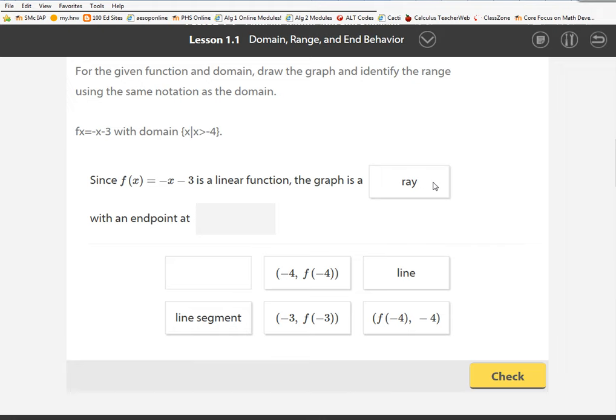An endpoint, they're looking for an ordered pair, right? An x and y value. Well, what's the x value of the endpoint going to be? -4, right? We know that because that's where the line stops, right? So we know then it's got to probably be, well, maybe one of those two. Which one makes sense? That one on top. Well, what's this f of -4?